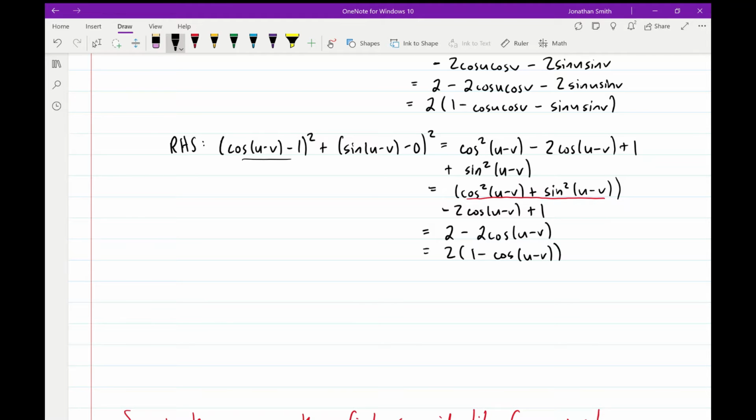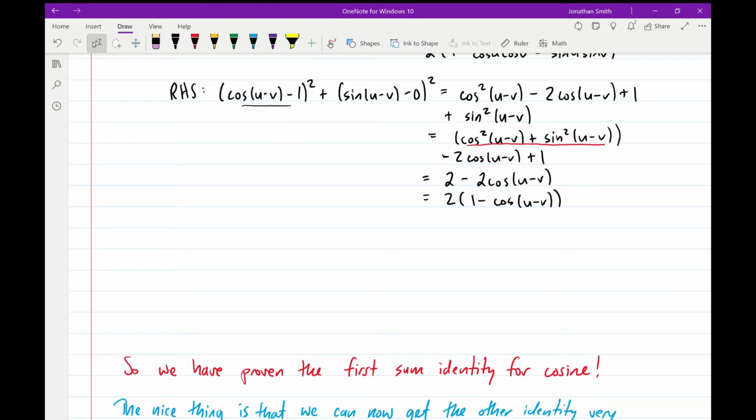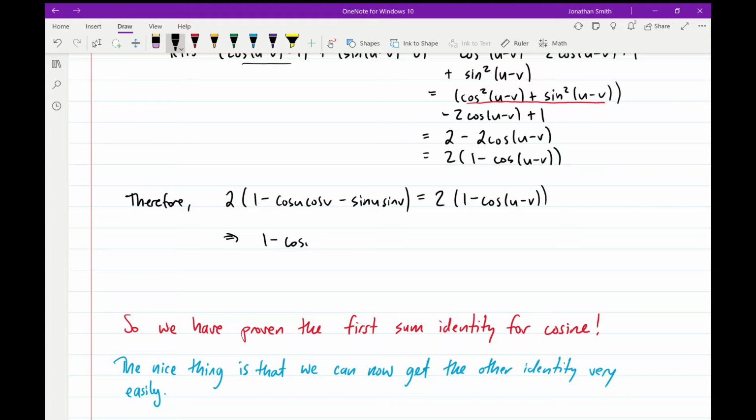All right, so this is another way to rewrite the right-hand side, but the left-hand side and the right-hand side have to be equal to one another. So we have the following equation: 2 times 1 minus cosine u cosine v minus sine u sine v is equal to what we have for the right-hand side now, which is 2 times 1 minus cosine u minus v. All right, now I can divide both sides by 2, and this is going to give me 1 minus cosine u cosine v minus sine u sine v is equal to 1 minus cosine of u minus v.